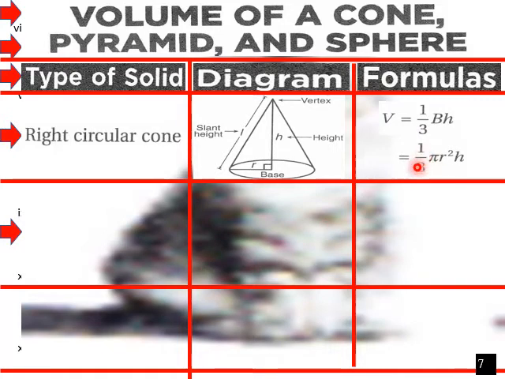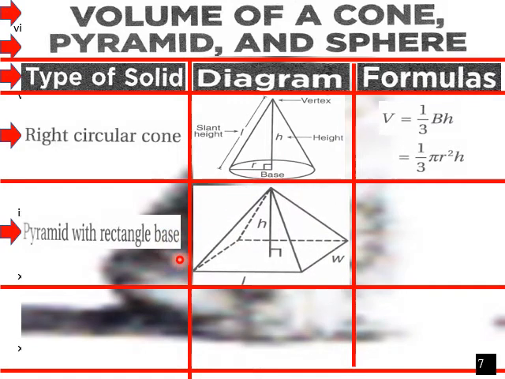And then the base here is circular, so it becomes 1/3 pi r squared h. The area of the base times the height, and to find the area of the circle, it's pi r squared, times h.